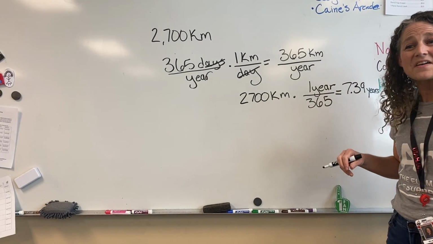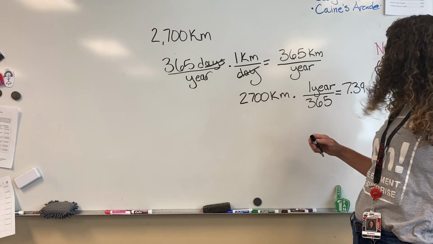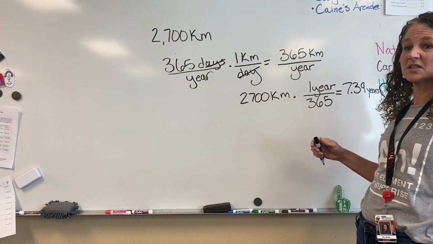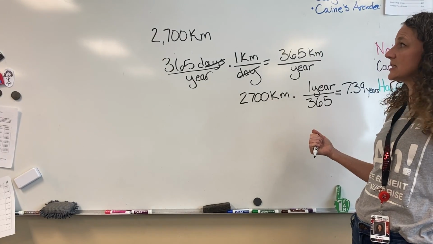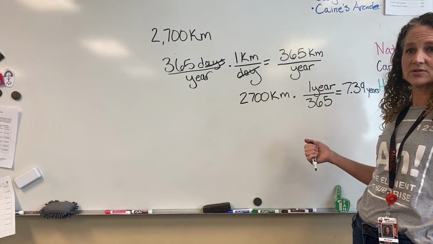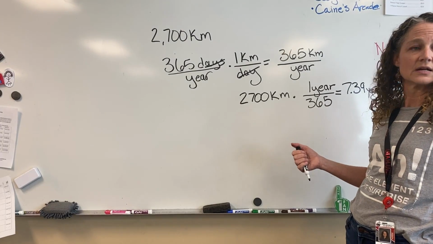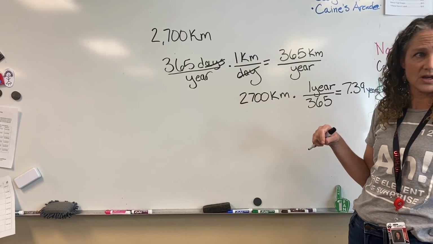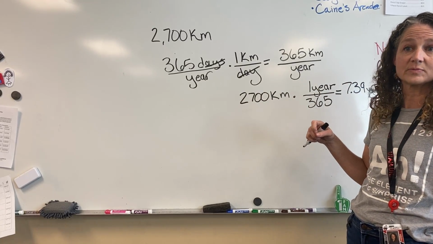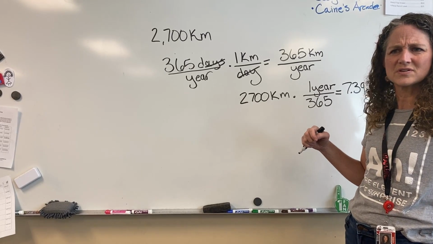Gideon, do you think you're going to live 7.39 more years? Yeah. You're 12? No, I'm 11. You're 11. 11 plus 7. If you run a kilometer a day, then by the time you're 18, you'll have run 2,700 kilometers. Holy cow. I sincerely hope Gideon lives to be 18. I'm 45. 45 plus 7 is 52. I darn well better live to be 52.